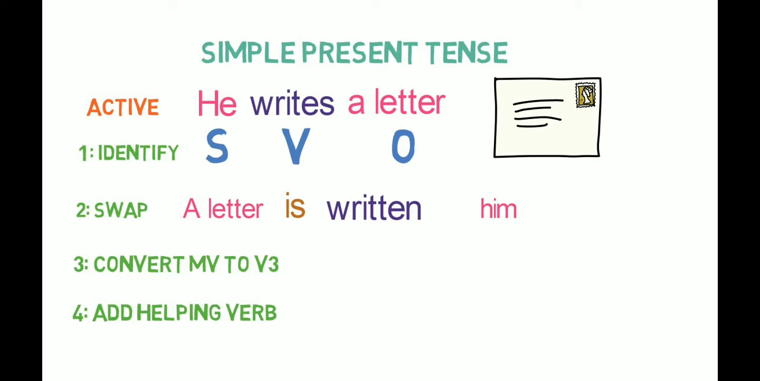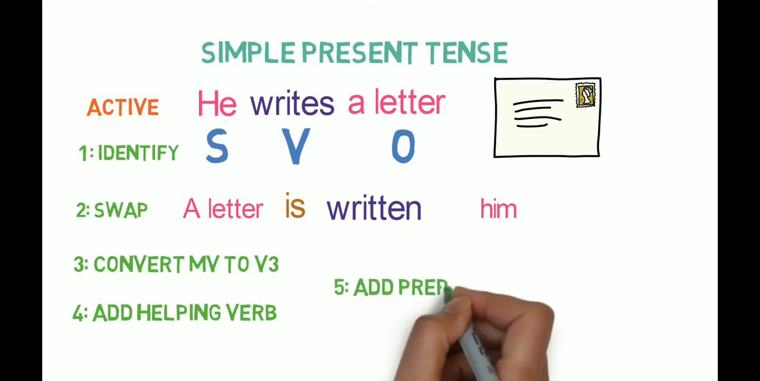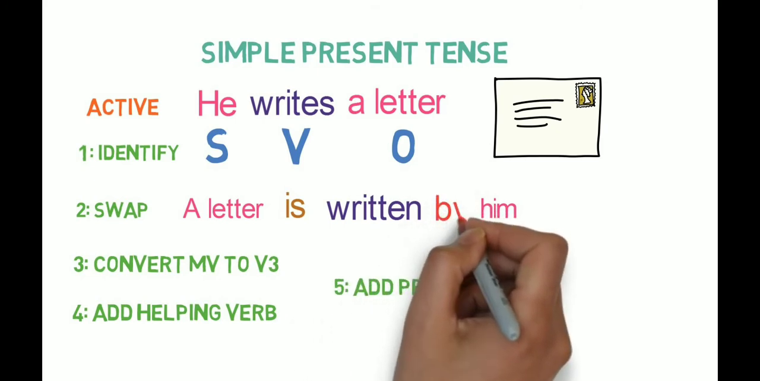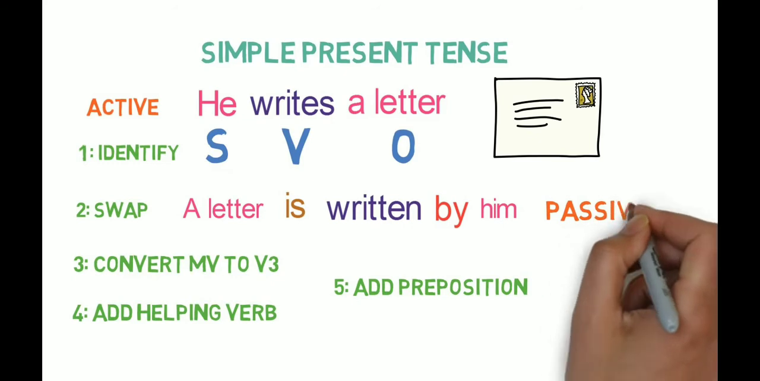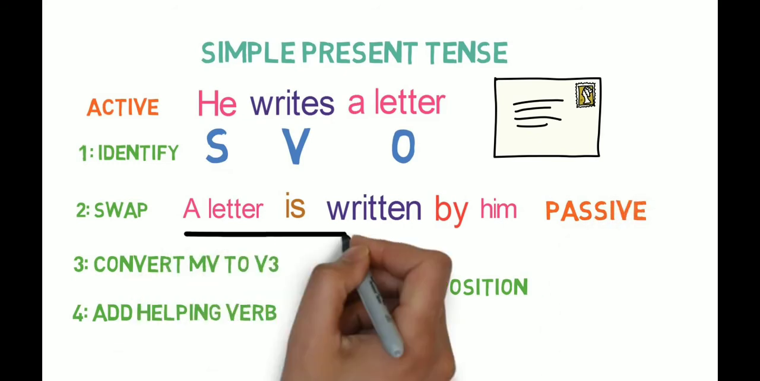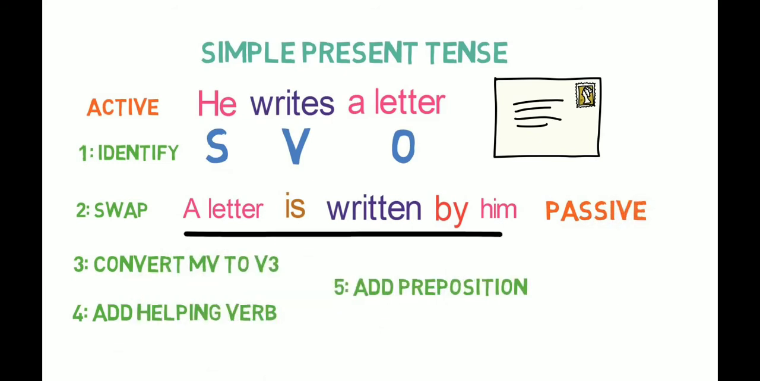Now if you read the sentence, it is a letter written him. Do you think that the sentence is complete? No, it's not. That's where step 5 will come. In step 5, we need to add by before him. Now the whole sentence is completed. A letter is written by him. I hope you are clear with all the steps.